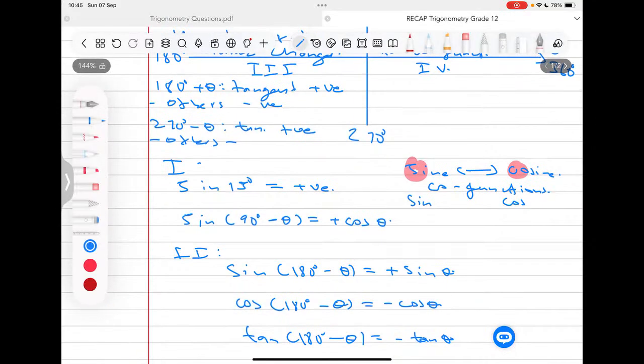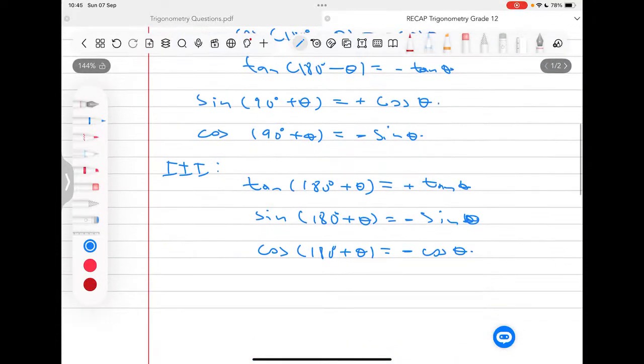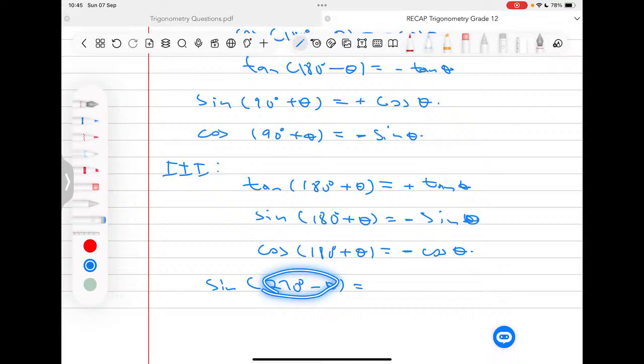And not only that, the other thing that will happen here is that the name changes. The name changes to its co-function. The name will change to a co-function. So what does that mean? That means that if I were to have a sine of 270 degrees minus theta, you have to realize that this is the third quadrant, because I'm defining 270 minus a theta, minus an acute angle.